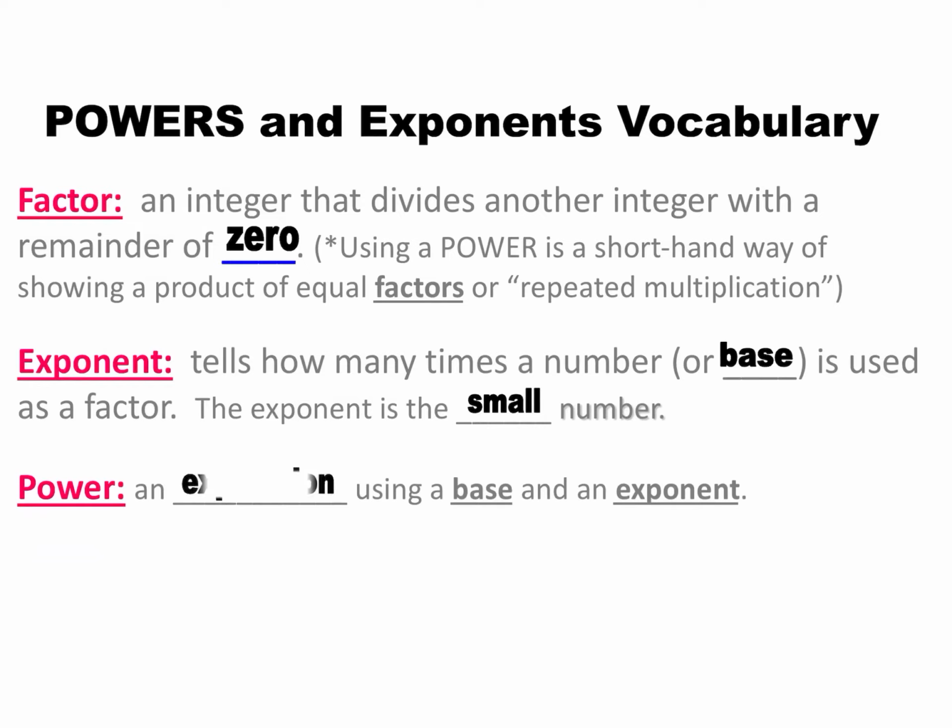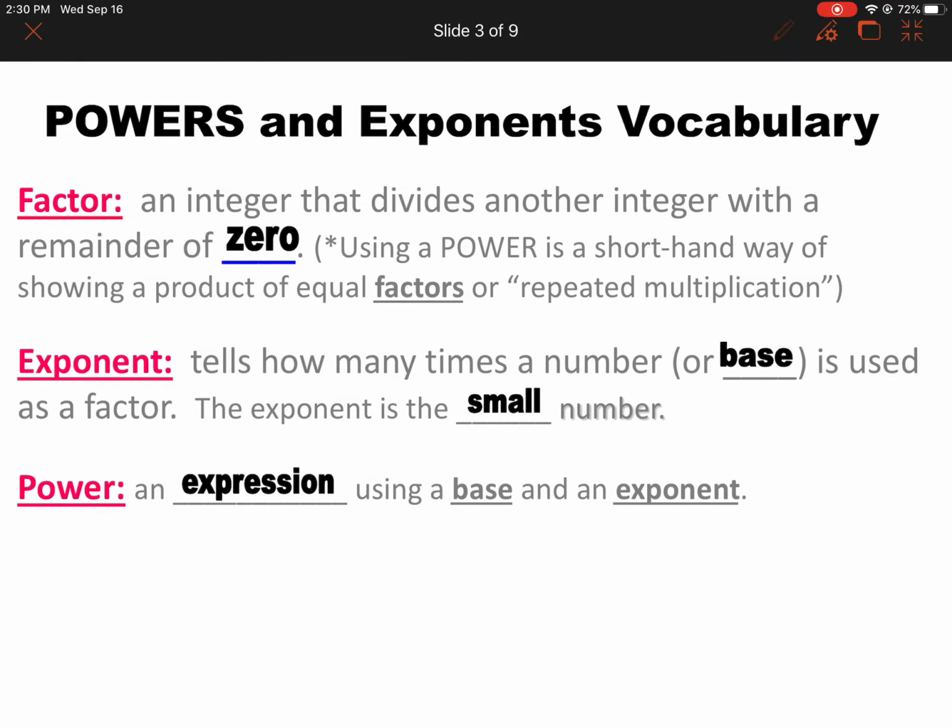So when you are looking at an expression, for example, if I give you something like this, that would be 2 to the third power. This right here would be our base, and this would be our exponent, and together, this whole thing is called a power. So an expression with a base and an exponent is a power.